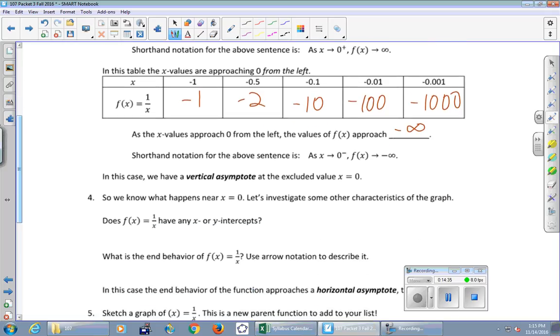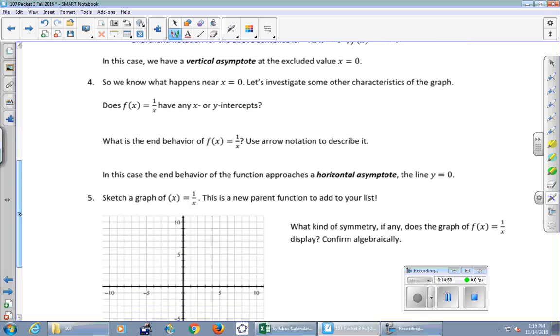And then just like before, we had our shorthand notation. As x approaches 0 from the left, it's not -0, it's saying 0 from the left. F of x approaches -infinity. And so when we graph this thing, we're going to see in a second a vertical asymptote. So we'll talk about that when we graph it. So let's come down here to number 4.